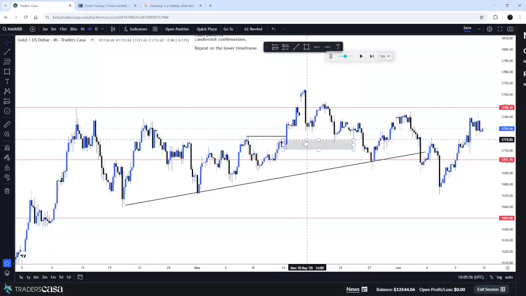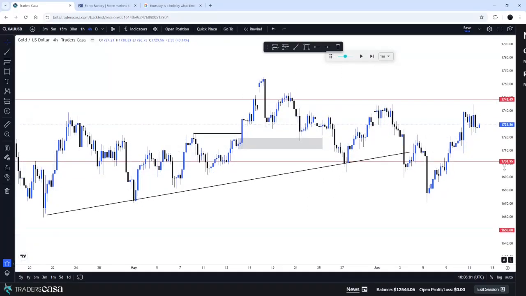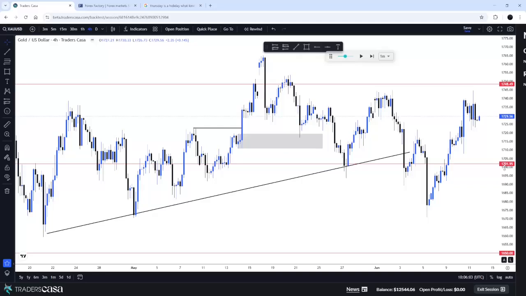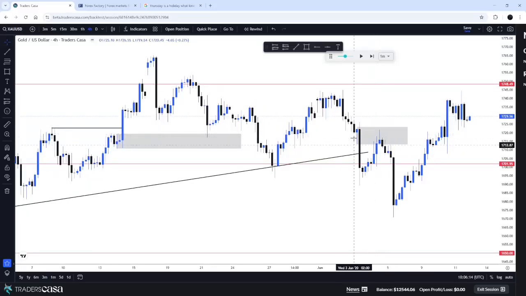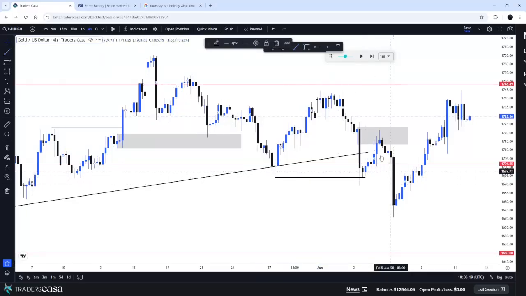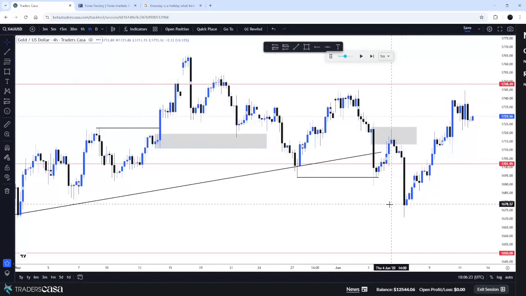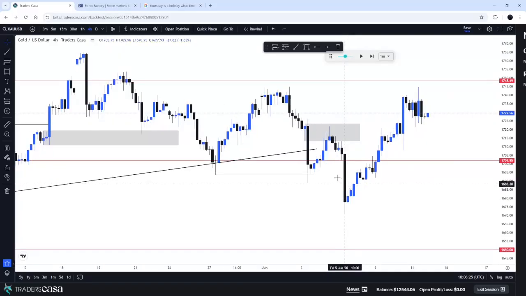So this is what I look out for. Let me find another example. Another example will be here, this zone, just right after this zone. The last candle causing a breakout. You can see a clear breakout here. After that, we have what? That's my demand. This is the supply zone and this is a demand zone.